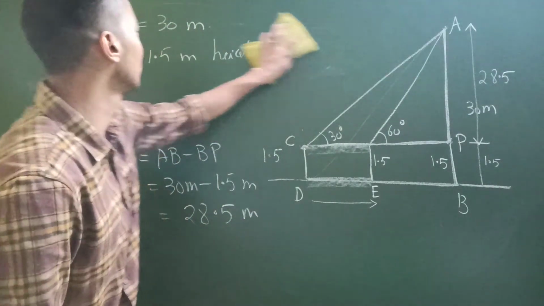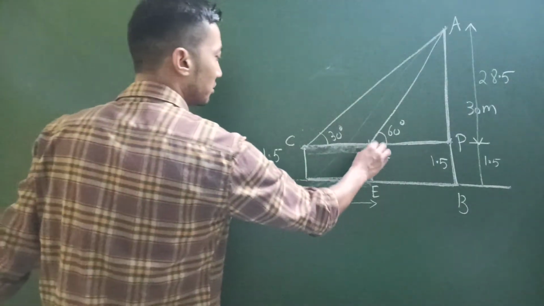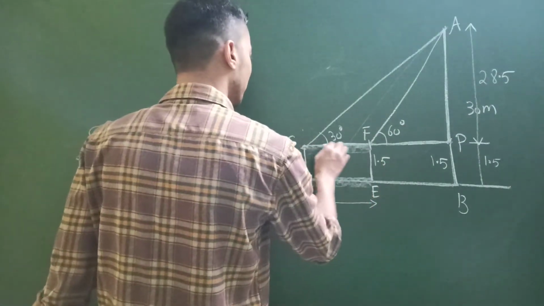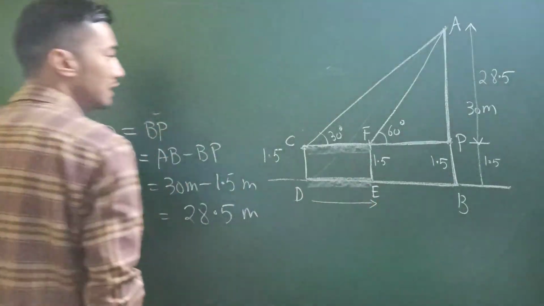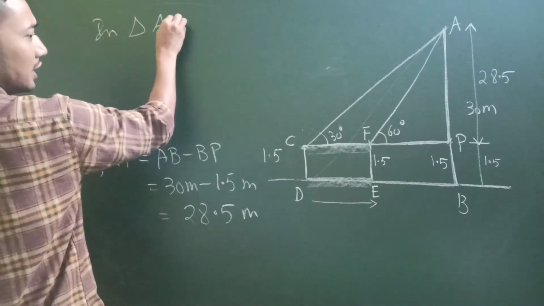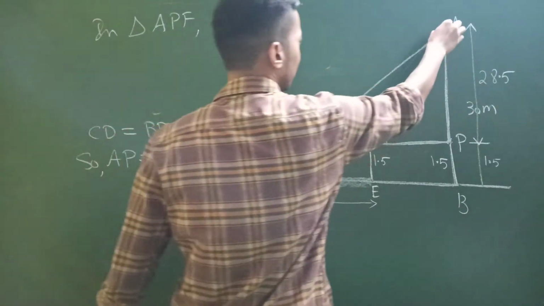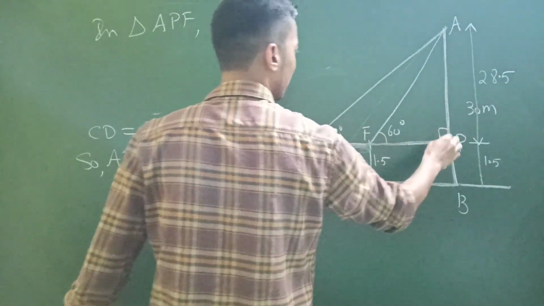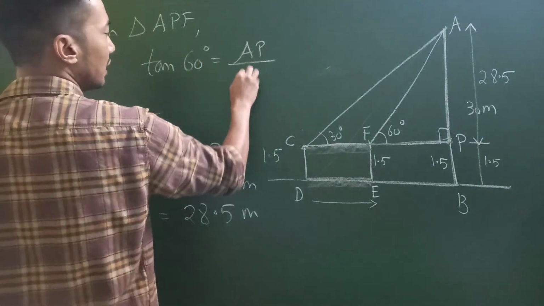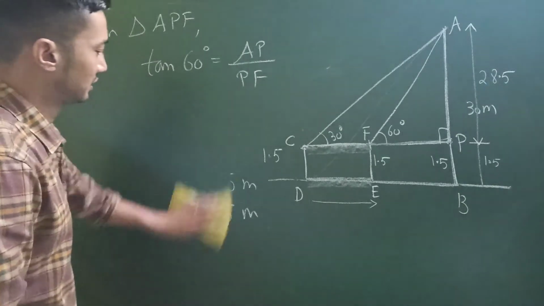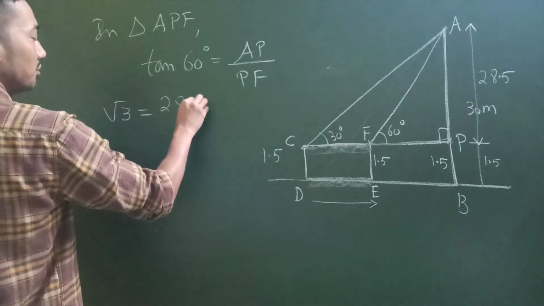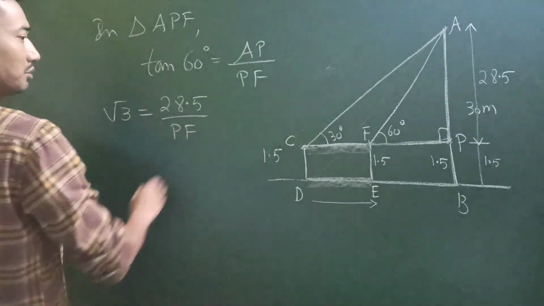So now let's solve the triangles one after the other, and our priority would be to find out CF, which will be the same as DE. Understood, no? Alright. In triangle APF, tan of 60 degree will be equal to what? AP by PF. So tan 60 is root 3. AP we calculated 28.5. PF we don't know. Let it be as it is.